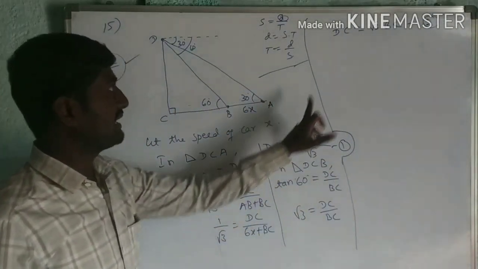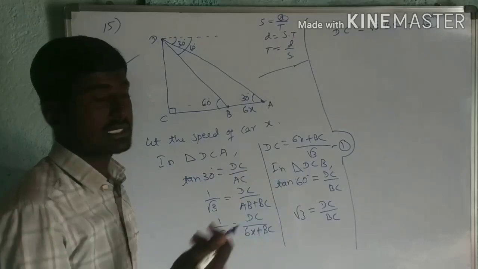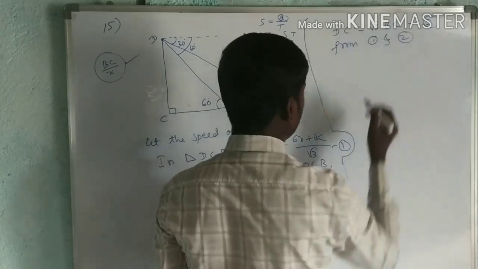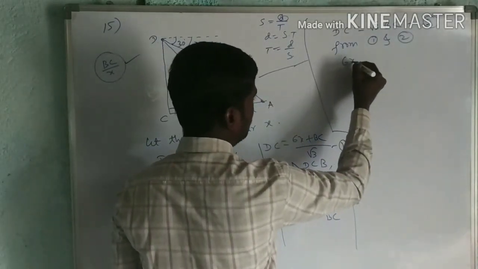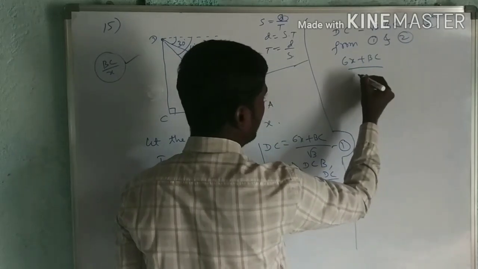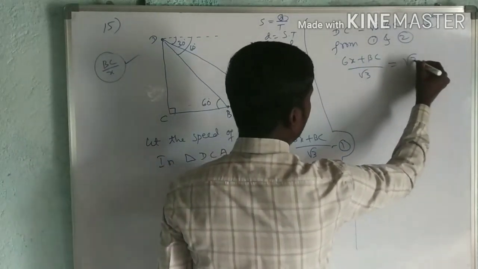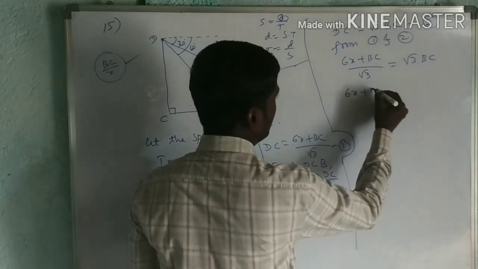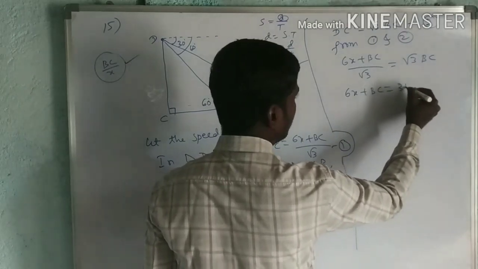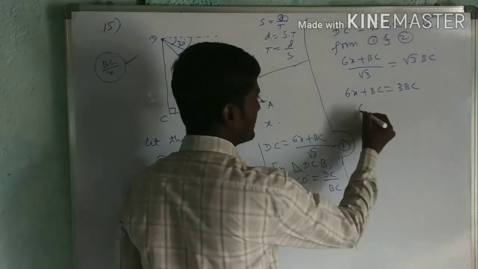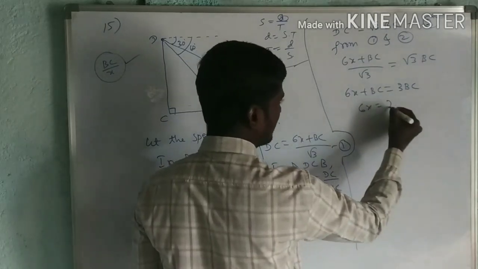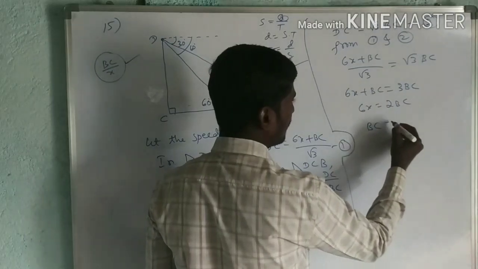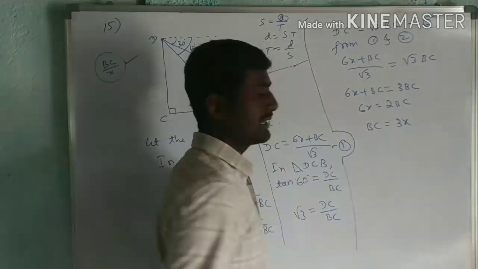From these two, the LHS, DC, are equal, so the RHS must be equal. So 6x plus BC divided by root 3 is equal to root 3 BC. Now, 6x plus BC is equal to root 3 into root 3, that is 3BC. Now 6x is equal to 3BC minus BC, that is 2BC. Then 6 divided by 2, BC is equal to 3x. BC I am getting here as 3x.